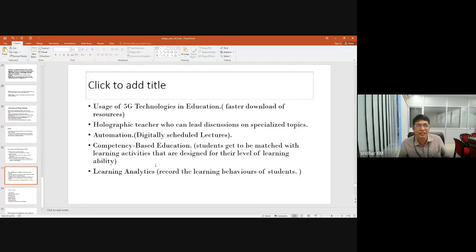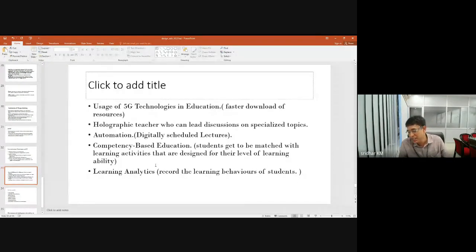Something called a holographic teacher who can lead. We saw during the last election program Modi appearing as a hologram, motivating people to vote and making election promises. So a teacher himself may appear as a hologram. For example, a Nobel laureate appearing as a hologram before a set of students and teaching a specialized topic, how will the students feel?